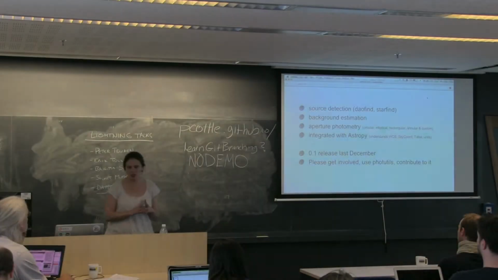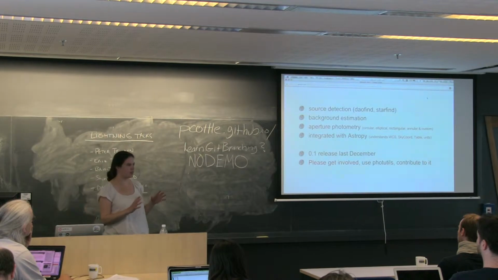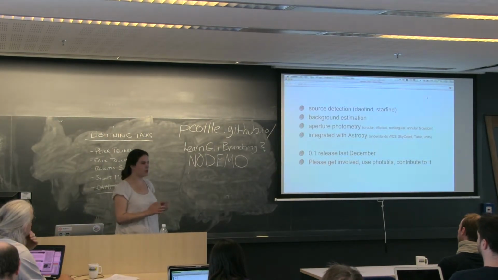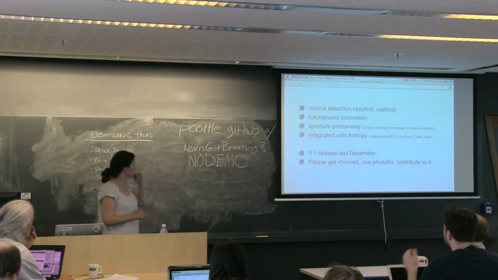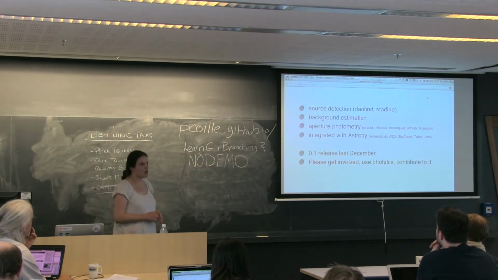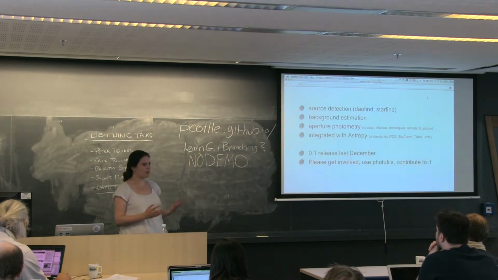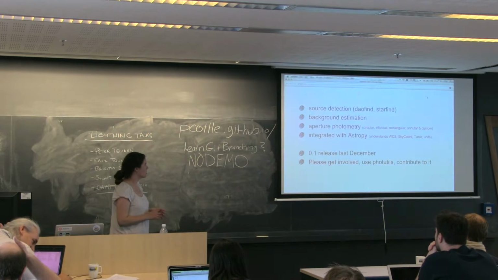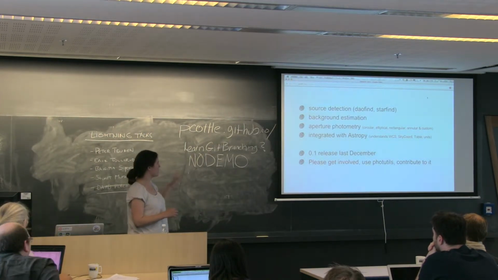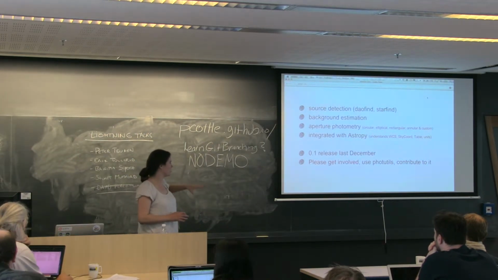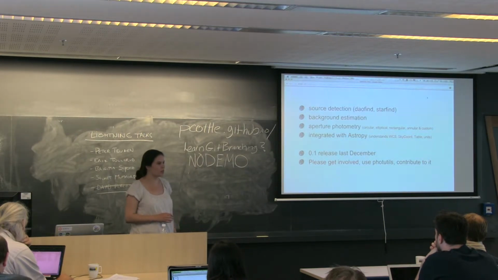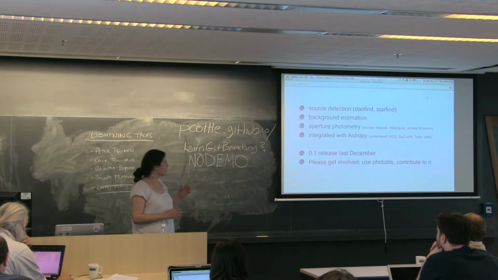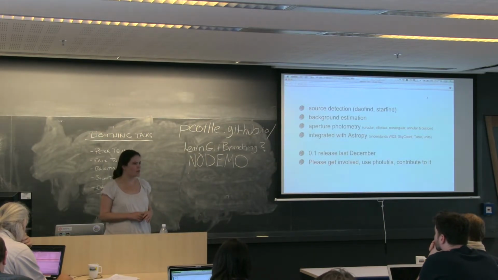PhotUtils is at a very rapid pace of development since last summer, when Larry Bradley joined from the Space Telescope. So now there is source detection. Basically, he implemented the IRAF source detections in it. There is background estimation, and what I really want to highlight, which is already very good in there, is the aperture photometry, which might be slower than like SEP, but it's integrated with AstroPy.